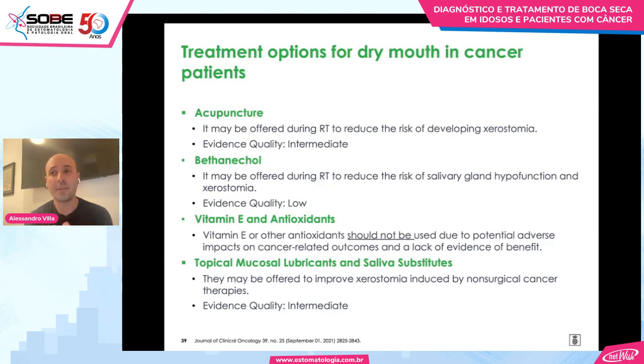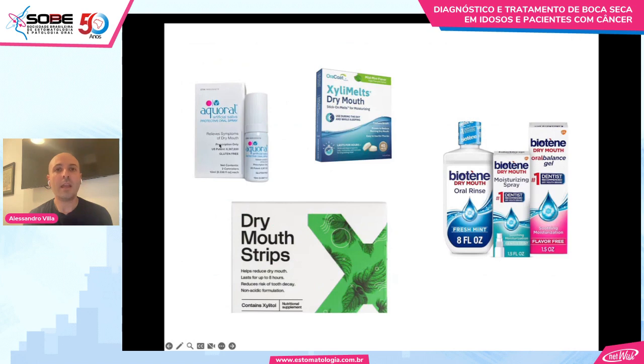There is another drug on top of pilocarpine and cevimeline called bethanechol, listed here, which may be offered during radiation therapy to reduce the risk of salivary gland hypofunction and xerostomia, although the quality of evidence for this was pretty low. And these are some of the products available out there.